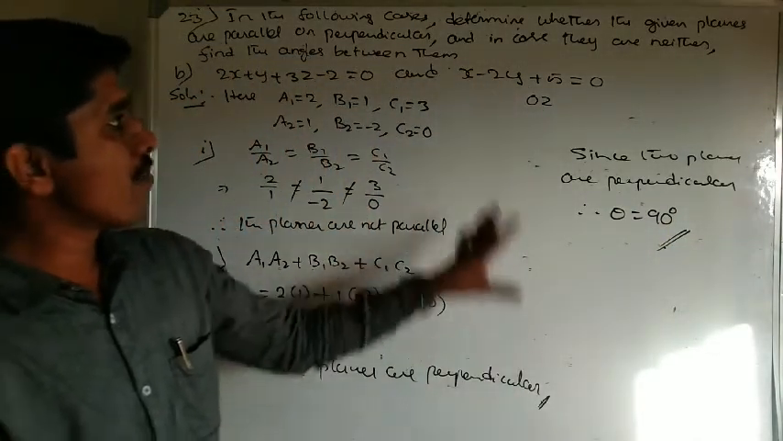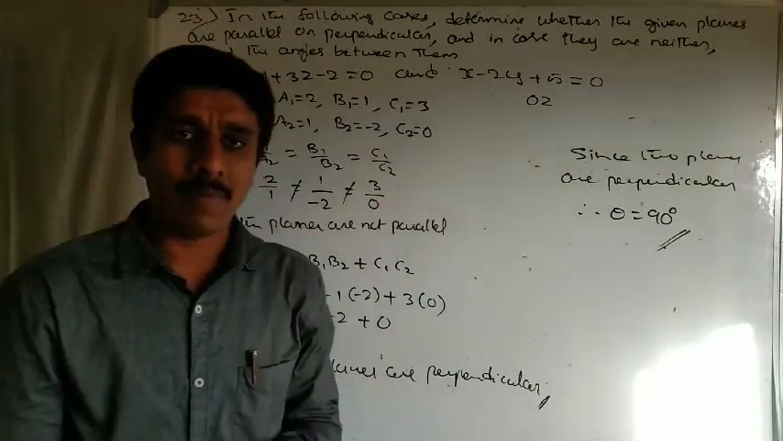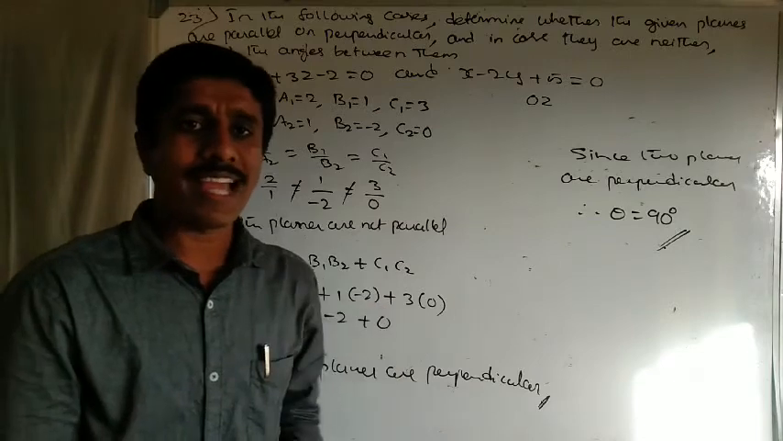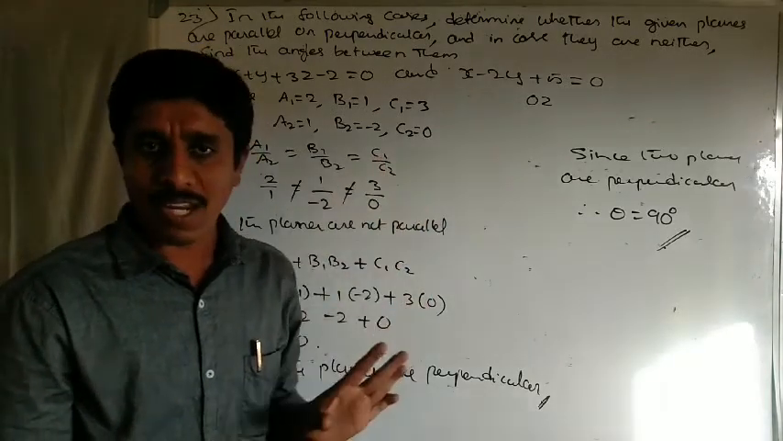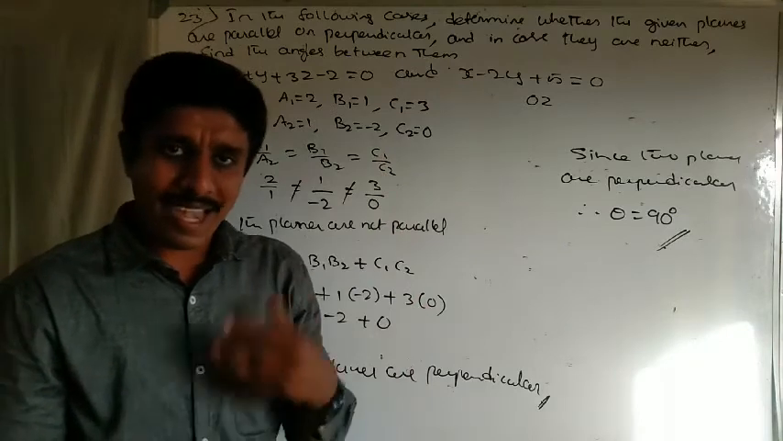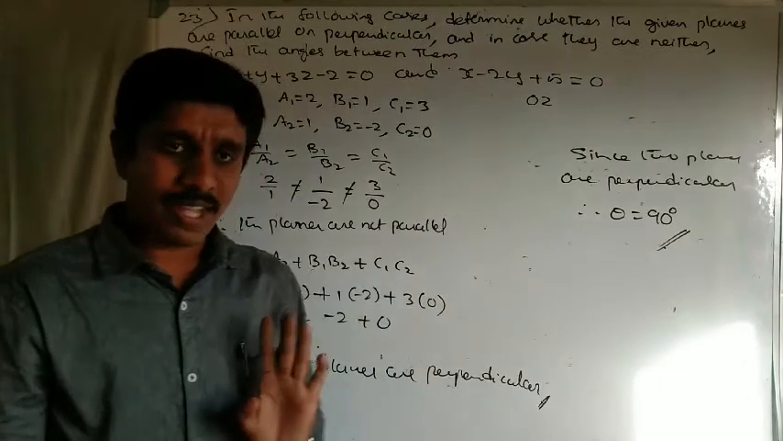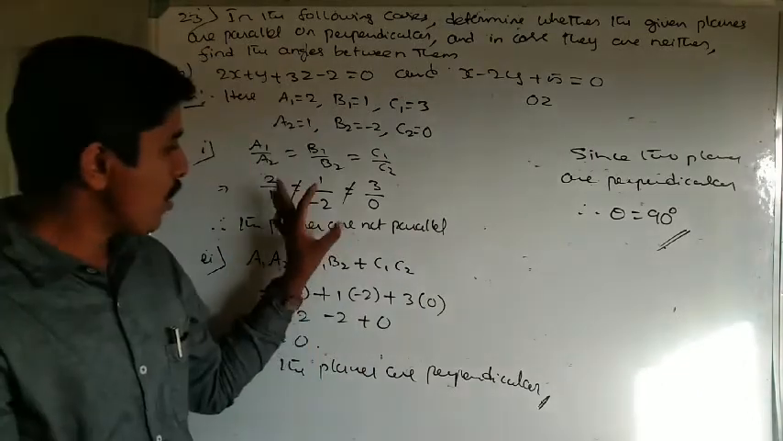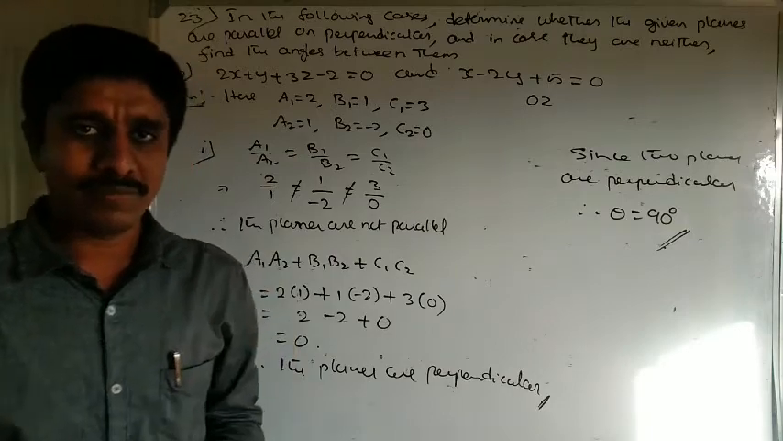So I am giving same type problems for homework. If they are not parallel and not perpendicular, we have to find the angle between two planes. If they are either parallel or perpendicular, no need to find the angle. Directly we say that two planes are perpendicular, theta is equal to 90 degrees. Got it? Suppose two planes are parallel, then theta is equal to 0 degrees. Got it?